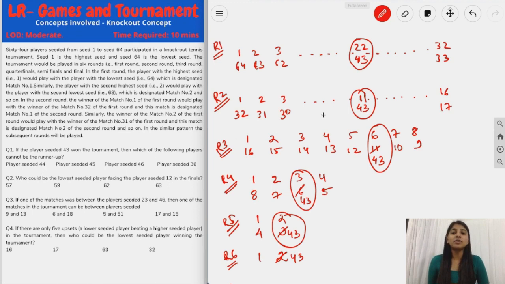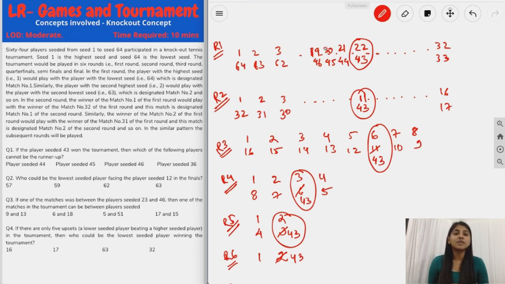So if we talk about 44, 44 would have been playing with 21. 45 would have been playing with 20 here, and 46 would have been playing with 19. Alright, 36 we'll see later. If we get one of the answers from this only, then we don't need to check 36. So similarly as we did for 43, suppose I do it for 45 first.